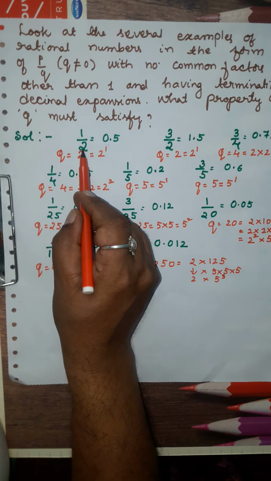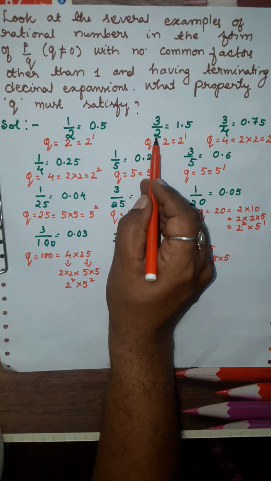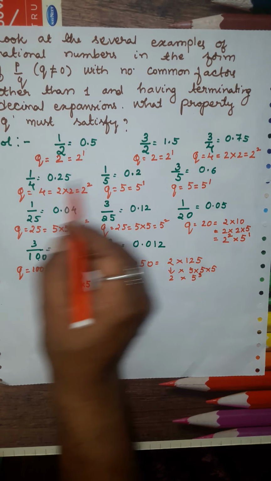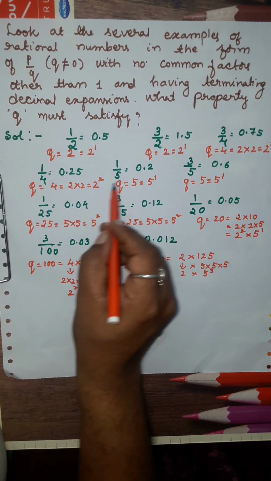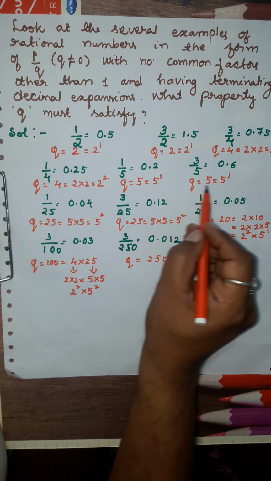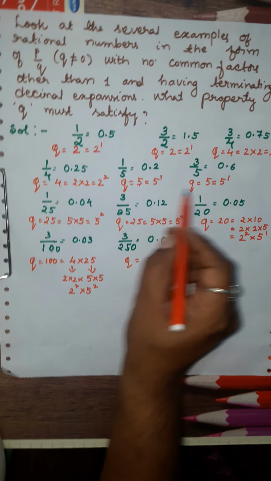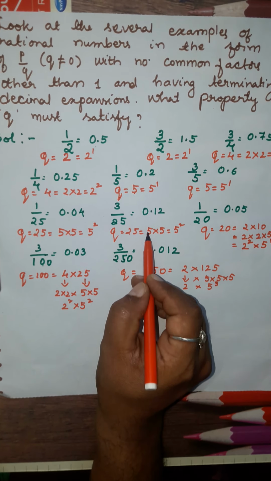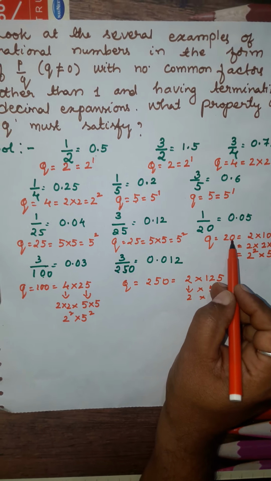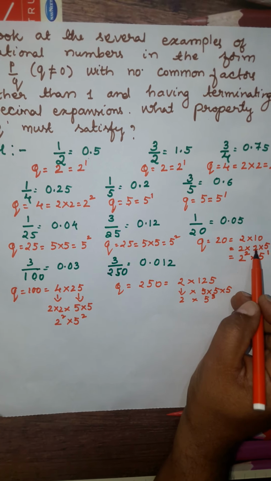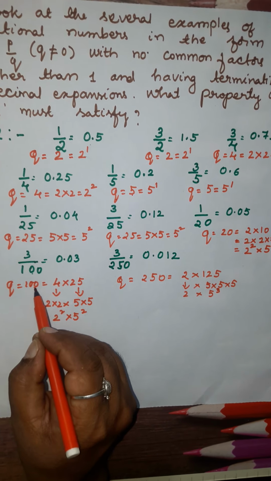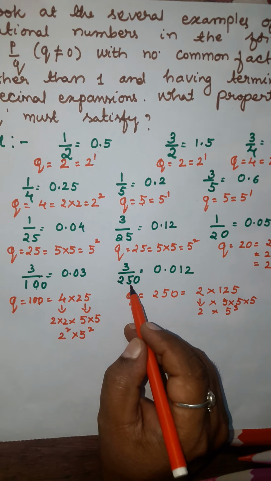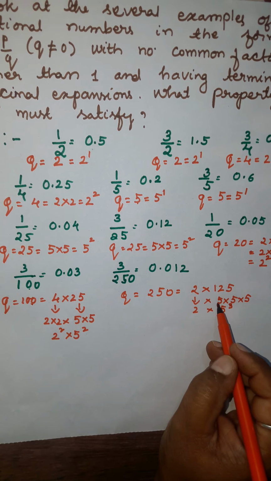The prime factor of 2 is 2. Here the prime factor of q is 2. Here the prime factors of q are 2 and 2. Here the prime factors are 2 and 2. Here the prime factor of q is 5. Here the prime factor of 5 is 5. Here the prime factors of 25 are 5 and 5. Here the prime factors of 25 are 5 and 5. Here the prime factors of 20 are 2 and 5. Here the prime factors of 100 are 2, 5 and 5. Here the prime factors of 250 are 5 and 2.